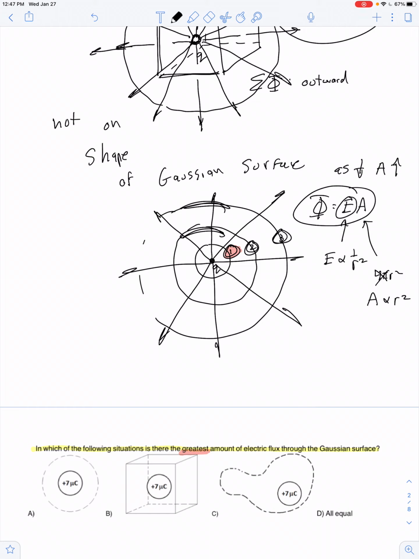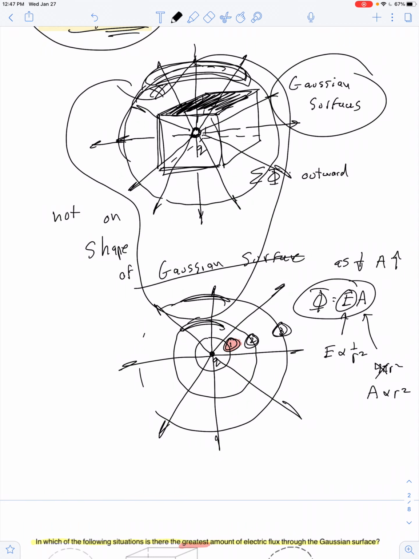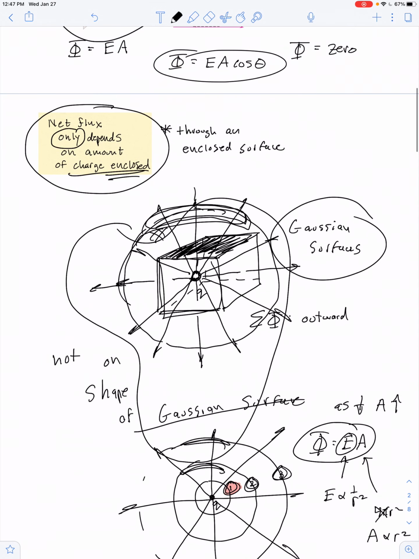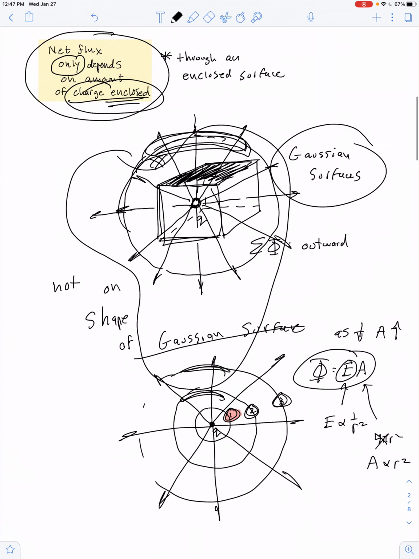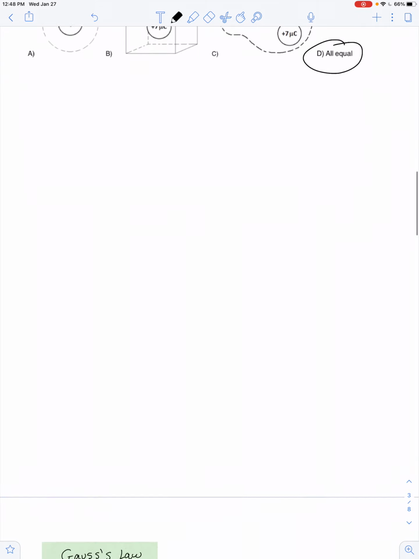flux remains constant. It doesn't matter how large our Gaussian surface is, and it doesn't matter what shape it is, whether it's a cube, whether it's a sphere, whether it's some oddball shape. The only thing the flux depends on is what? The amount of charge enclosed. So I think we know the answer to this question. Which of the following situations is there the greatest amount of electric flux through the Gaussian surface? Clearly, all of them are equal because each one of these Gaussian surfaces encloses a charge of 7 microcoulombs.